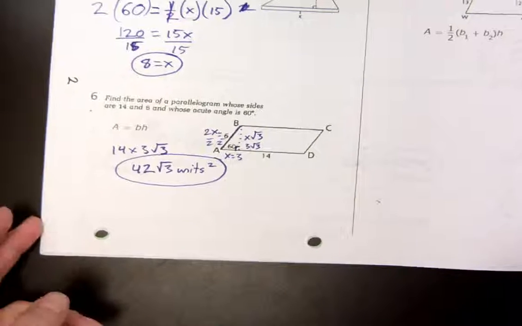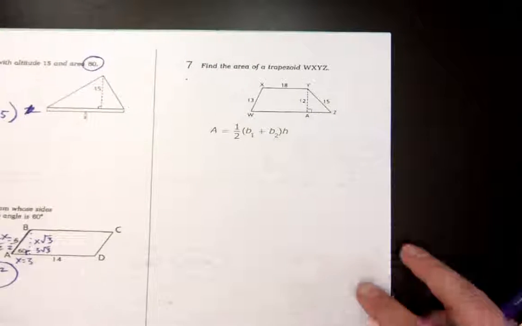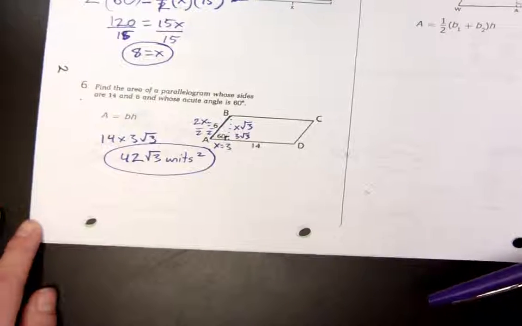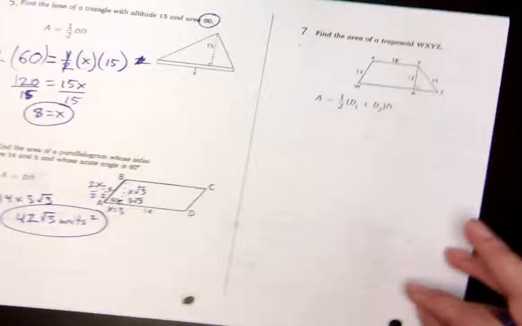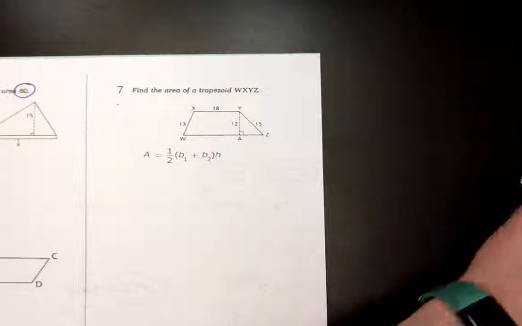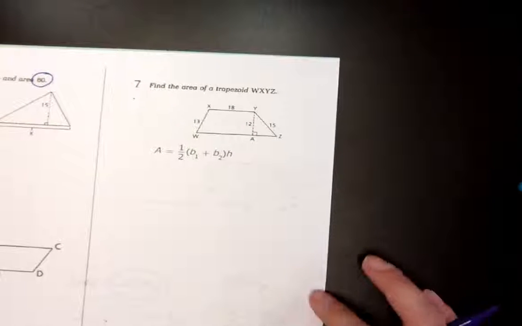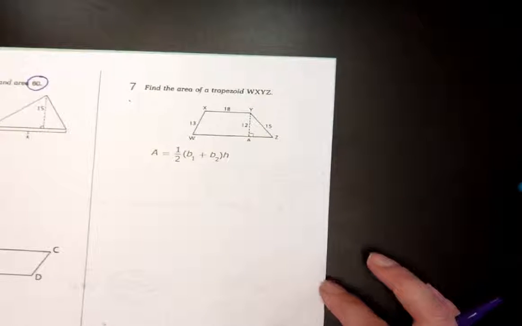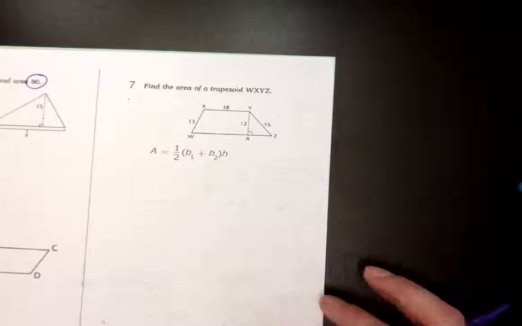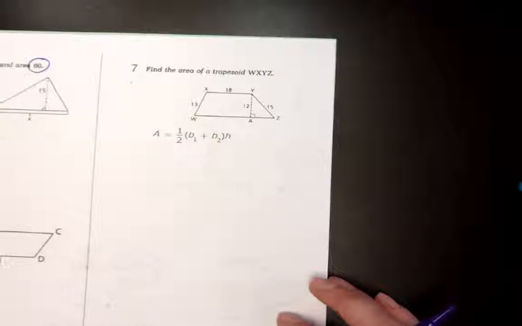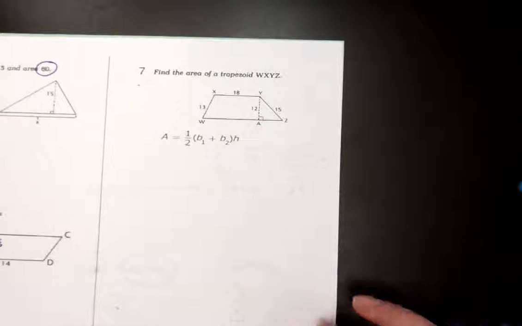All right, on number 7. Was there another question on that? All right, number 7. What do we need still? We have the height. We need the length. We need base 2.